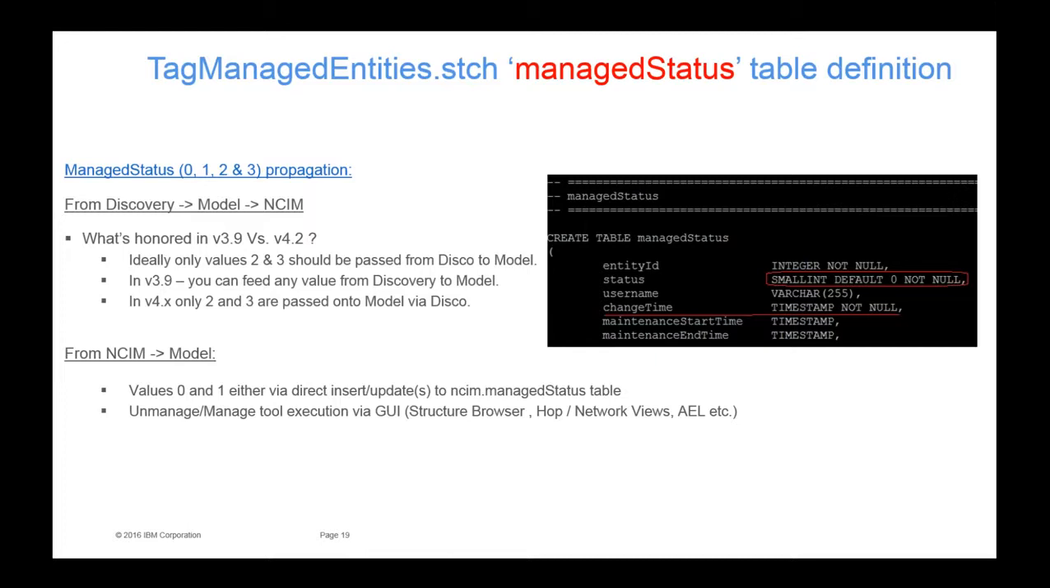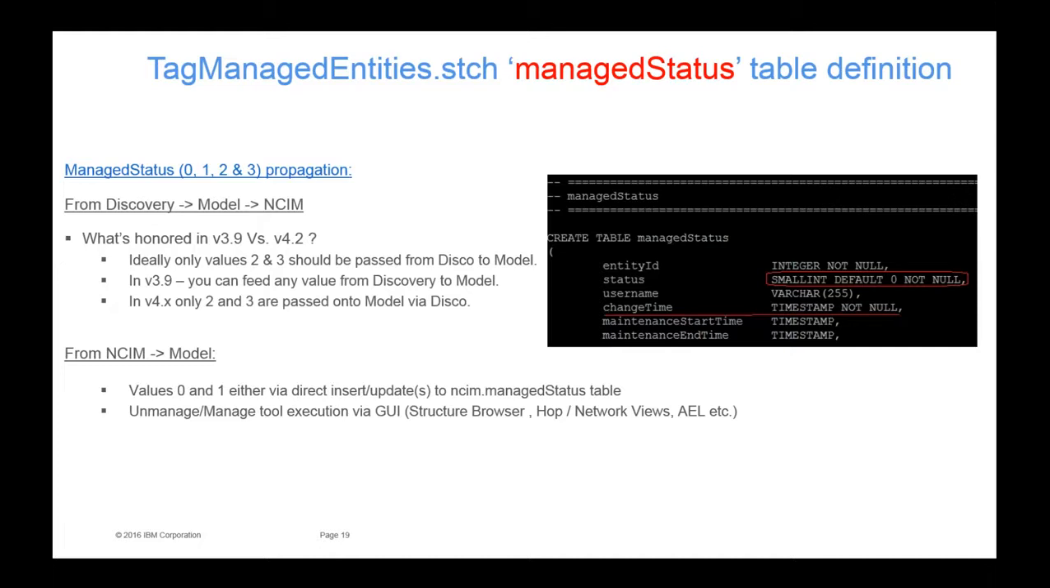So in 3.9, we have many customers where they set the value to 1 and 0 and whatnot, but that is not honored anymore in 4.2. Only values 2 and 3. That means you want to permanently unmanage some of the interfaces or the entities. Those values are only set via discovery. You can't set them to 0, you can't set them to 1.